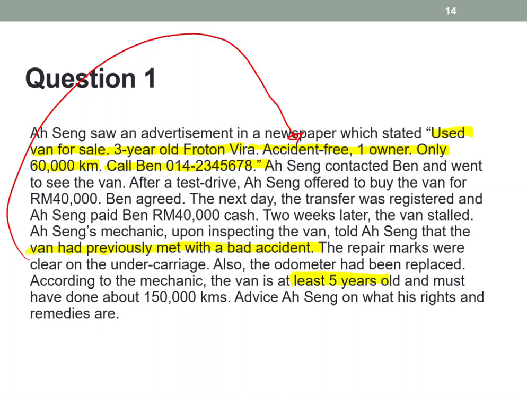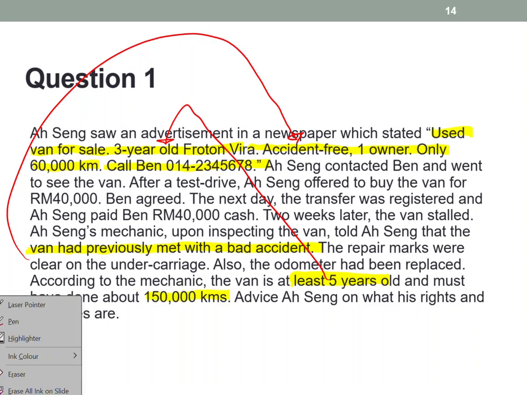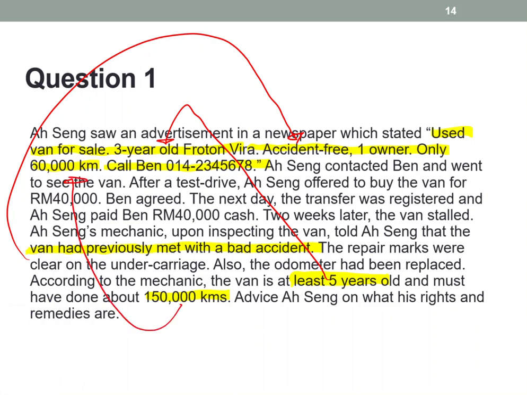What did Ben say in the advertisement? He said the van is 3 years old. And it has done at least 150,000 kilometers. What did Ben say in the advertisement? 60,000. Now, this statement which Ben made in the newspaper, what do you call this? It's actually a representation. It's a statement of fact.